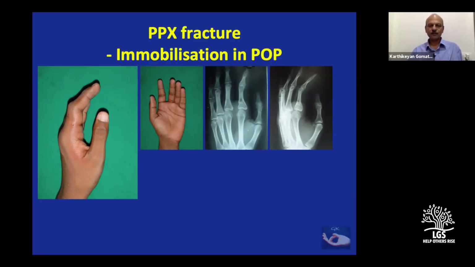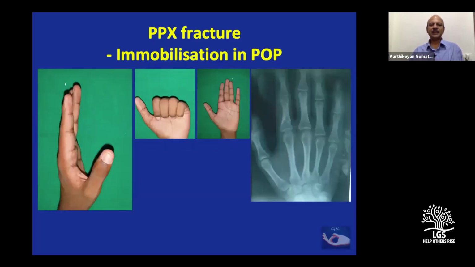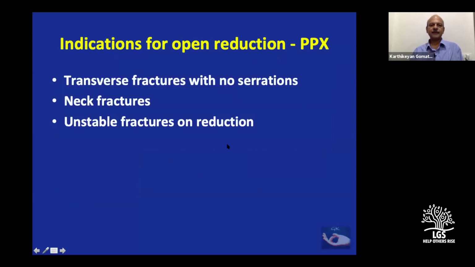Now this patient, if you note, this is the end result. All we did was a POP maintaining the 90-degree flexion at the metacarpophalangeal joint, and you can see the result of movement, result of the immobilization. Then, if conservative management is so ideal, what are the indications for open reduction?